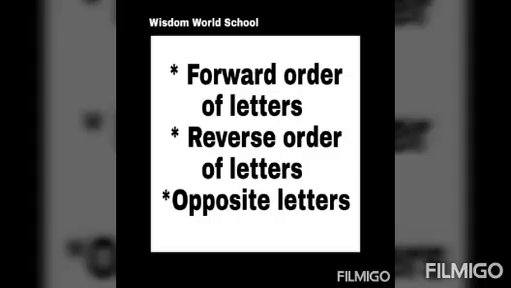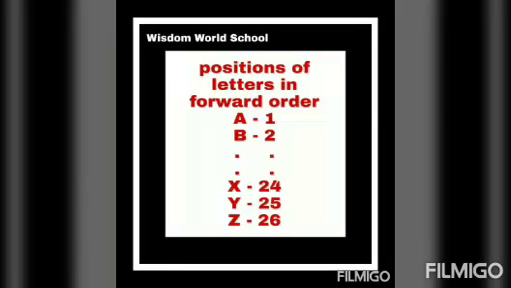But before we start the examples, we should know the position of the letters in the English alphabet in forward and backward order. When I say forward order, I mean A is coded as 1, B is coded as 2. As we move further, O is coded as 15, X is coded as 24, Y is 25 and Z is 26.